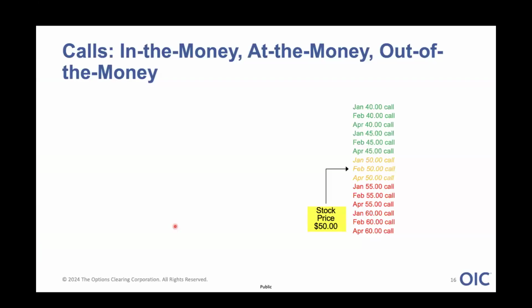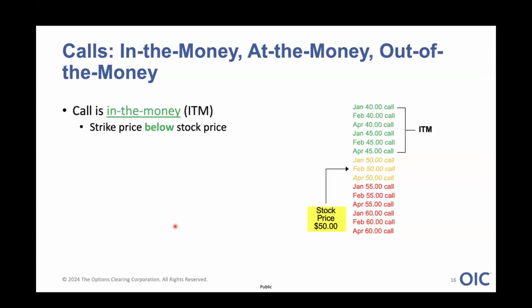Okay, so let's look at the moneyness of options. A call is considered in the money if its strike price is below the price of the stock. In this case, the stock is trading for 50, and we have the Jan, Feb, and April 50 level calls. So in the money calls would be any strikes below 50, in this case the 40 and 45 level calls.